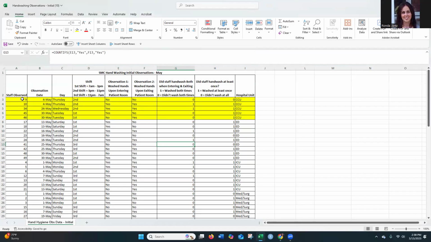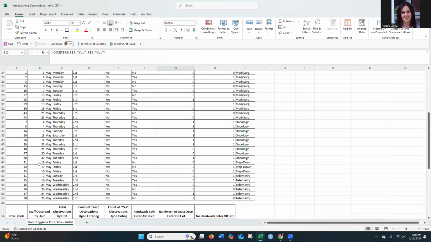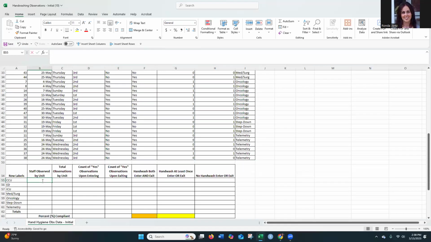You'll note there are 5 staff being observed. So for staff observed, we'll select 5. Total observations will be double that. So 10. Every single time we observe when they enter, when they exit. So anytime we have a number of staff, total observations will always be double that.